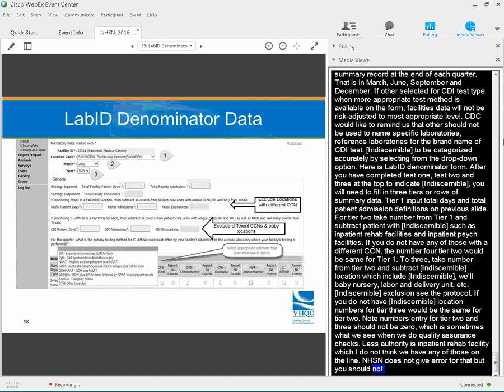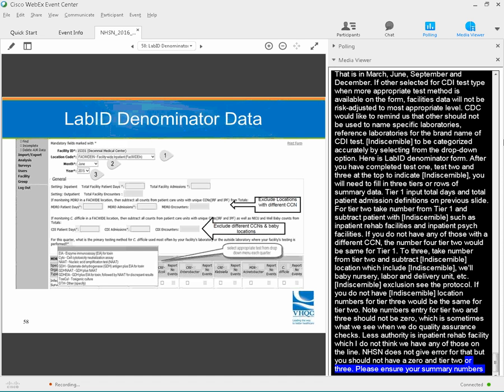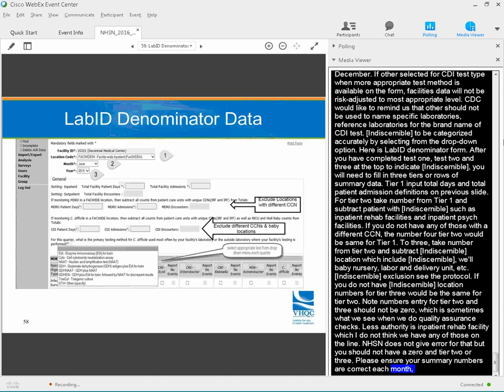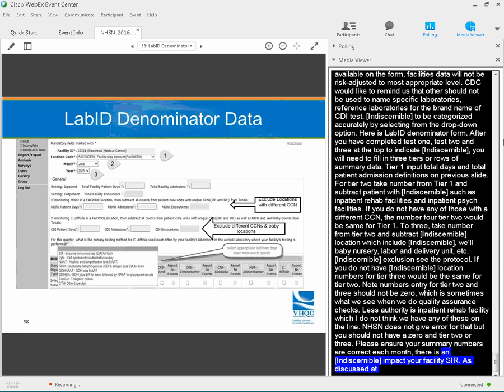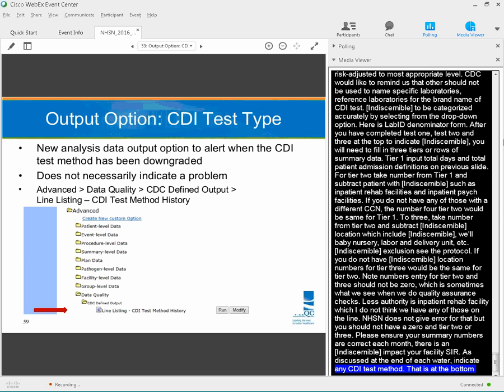Please ensure that your summary numbers are correct each month. Errors in your summary data impact your facility's SIR. And as discussed, at the end of each quarter, make sure you indicate primary CDI test method. That's at the bottom of your screen. If the test method is incomplete, it will cause the entire quarter's worth of data to show up as incomplete.